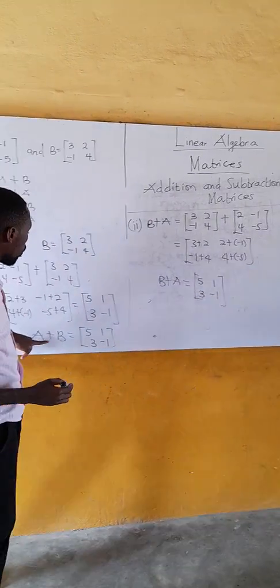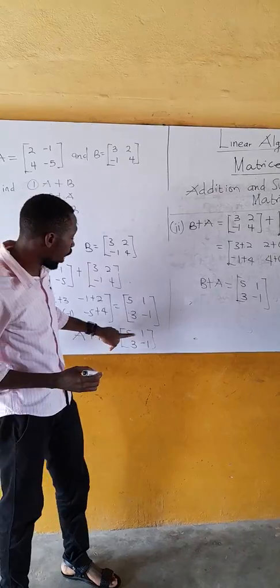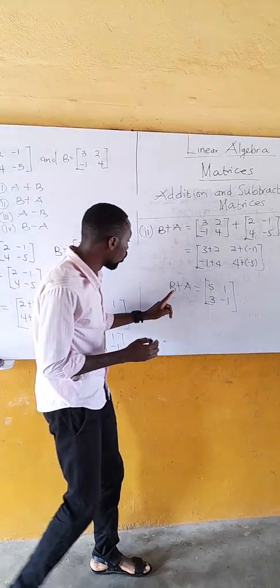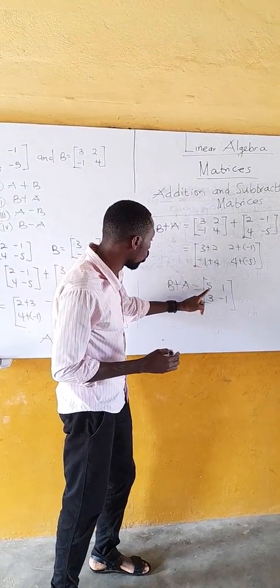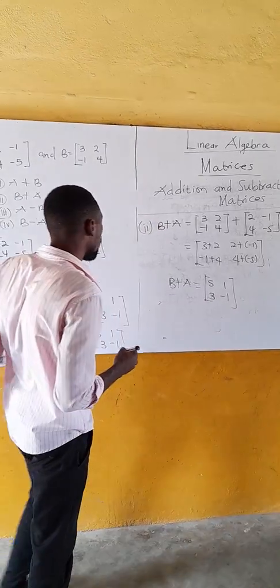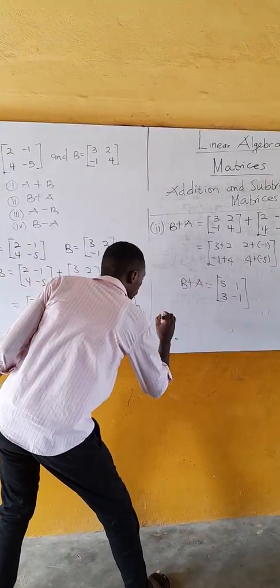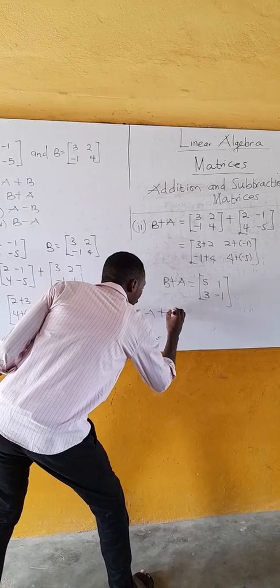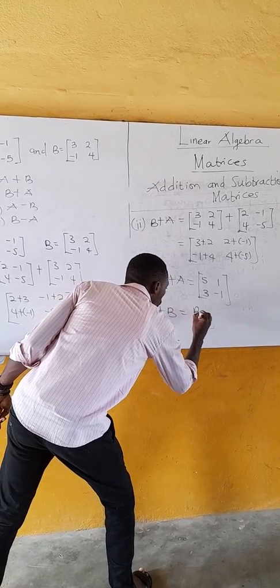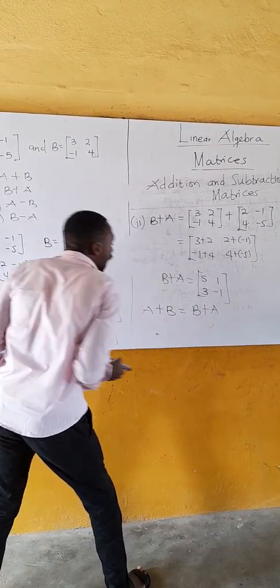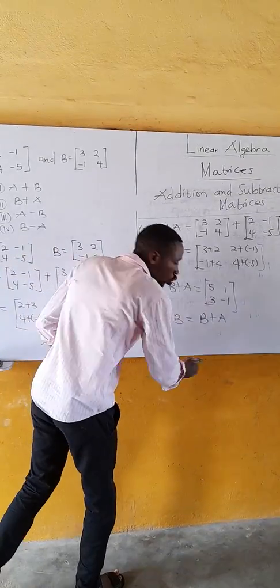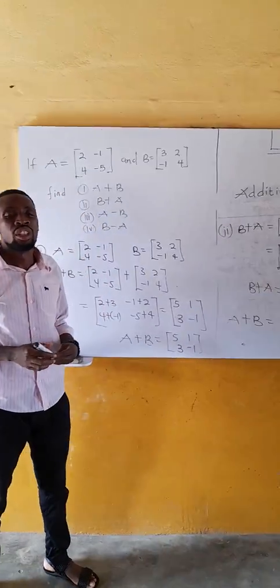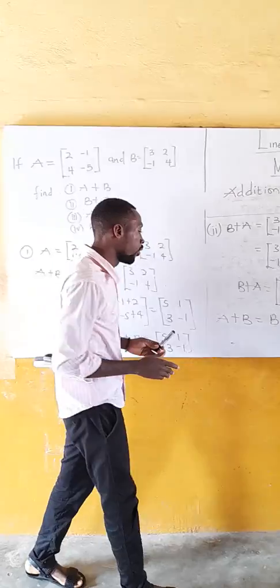Now let's look at our A plus B. A plus B is 5, 1, 3, minus 1. Look at B plus A. B plus A is also 5, 1, 3, minus 1. So we say that in matrices, A plus B is always equal to B plus A. Thus, addition of matrices is commutative.